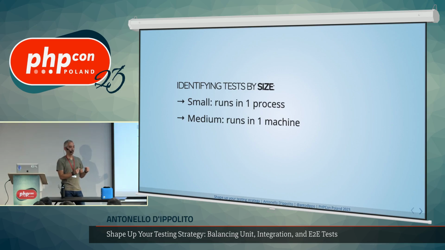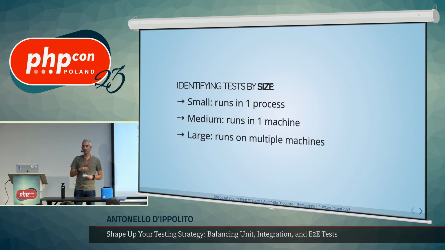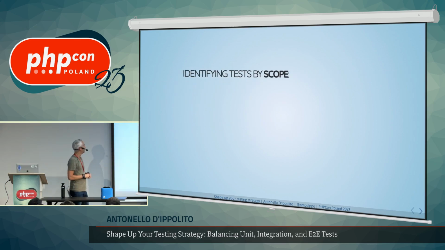That is, it can also involve a database or a message queue, for example, on the same machine. A large test is a test that runs on multiple machines. So it can also involve making HTTP calls and reaching over the network, for example. So that's to test probably different large components of our application.